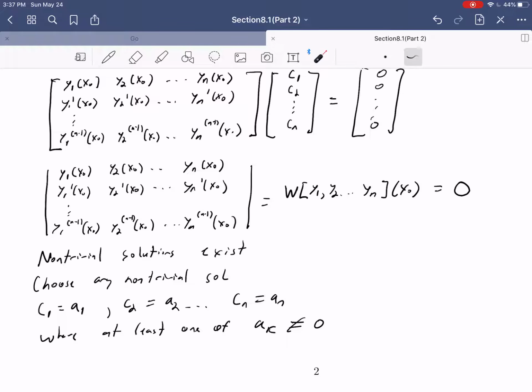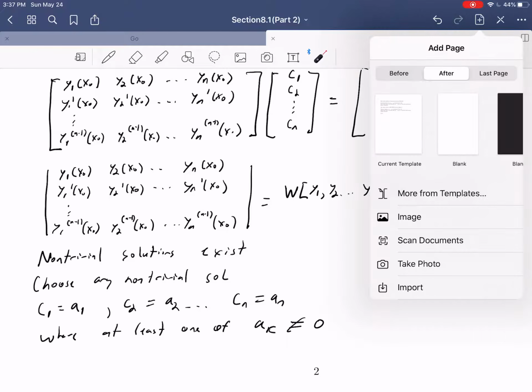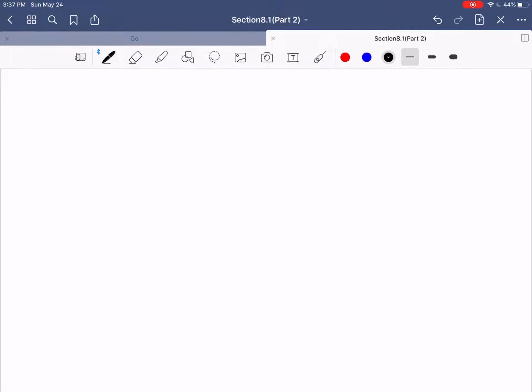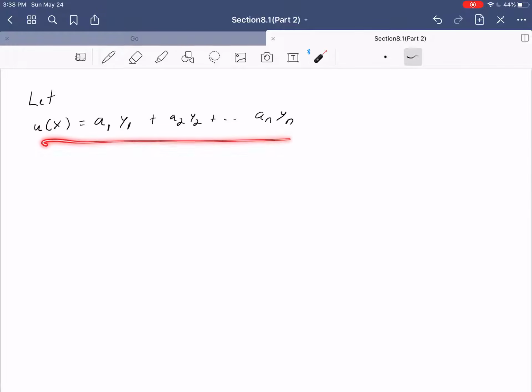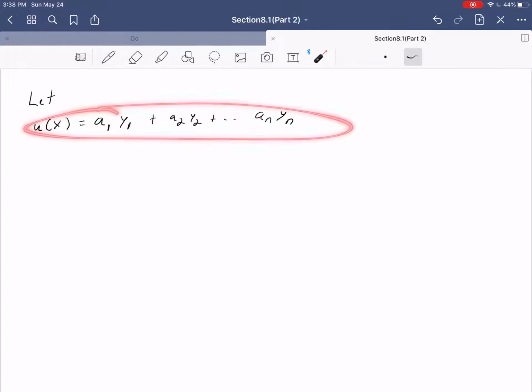So now we're going to return to discussing the differential equation. We're going to let u of x, which is going to be a function, be a1 y1 plus a2 y2 plus an yn. I'm saying u of x just to remind you that now we're going to transition from talking about these systems of linear equations back to talking about functions. I'm not going to be evaluating it at x sub 0 right now. I'm just talking about this in general.